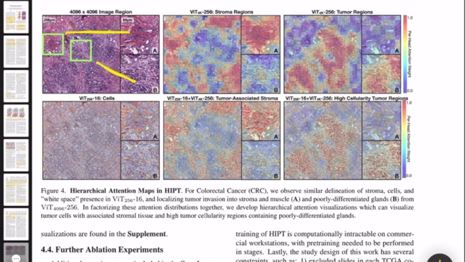The top right are visualizations of the attention heads for the region level. On the left, we see panel A, the stroma and muscles are red, and panel B is mostly blue. Subpanel B is mostly red on the rightmost panel, while subpanel A here is blue. So this is a visualization of the tumor region. When they factorize the attention heads of both levels, we get an interesting visualization, with hierarchical attention delineating cells within associated stromal tissue on the left subpanel, and a tumor region dense with tumor cells on the right.